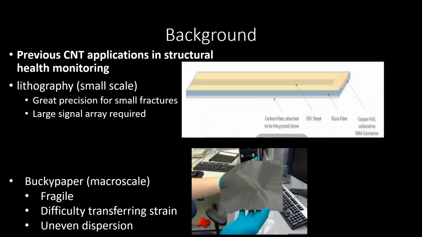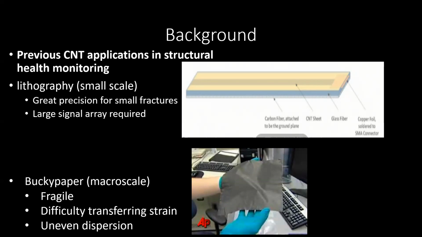CNTs are used in structural health monitoring already, but mostly in research atmospheres. One of the methods is lithography, when the material having its internal strain monitored is sandwiched between layers of CNTs. The disadvantage here is that the method is very hands-on and requires a large and expensive signal array to maintain.